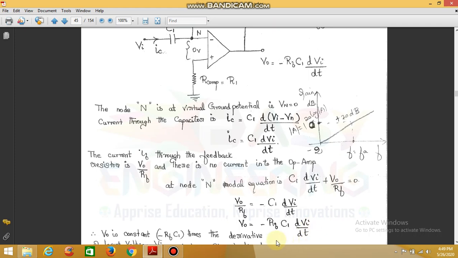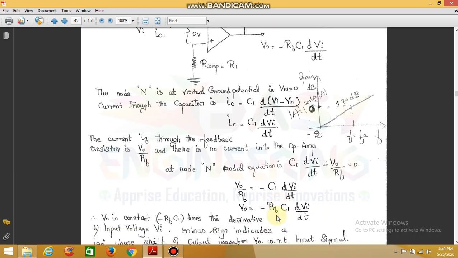So from this equation we have derived that the output voltage is the derivative of the input voltage, multiplied by a constant, minus RF C1. My dear students, minus RF C1 can be considered as the constant, and this constant has an effect on the output voltage. That is, V0 is the constant minus RF C1 times the derivative.